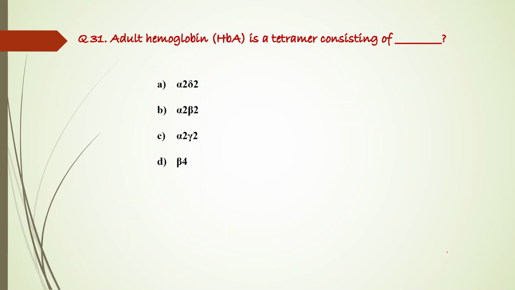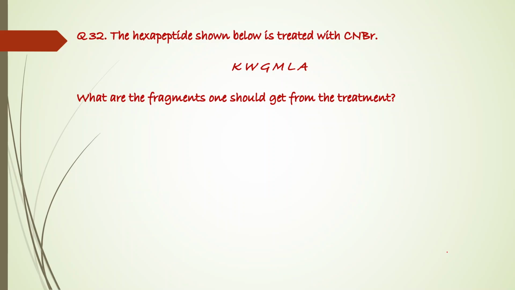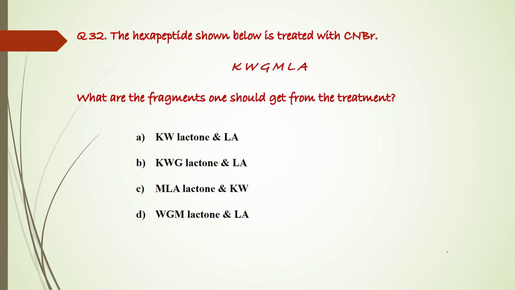This is already known to you. This question all of you do know: adult hemoglobin is a tetramer consisting of how many units? It has 2 alpha units and 2 beta units. So that is why it is called alpha 2 beta 2. Again, I think you all will be able to answer this.